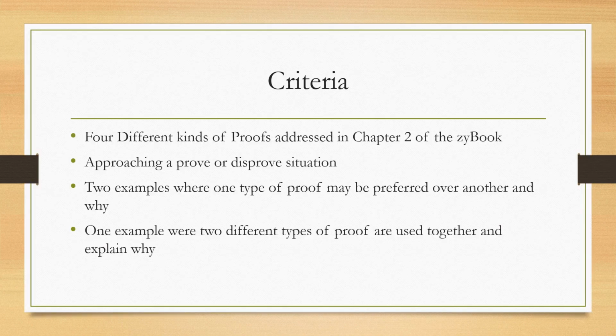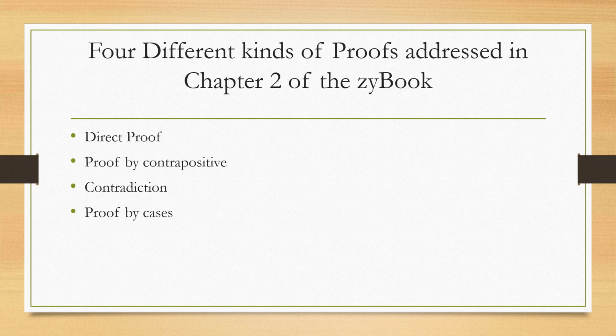So here's the criteria I saw that I had to cover for this video recording. Approaching how to disprove a situation, the 4 different kinds of proofs I have to address, 2 examples where one type of proof may be preferred over another, and 1 example where 2 different types of proof are used together. So 4 different kinds of proofs: direct proof, proof by contrapositive, contradiction, and proof by cases.